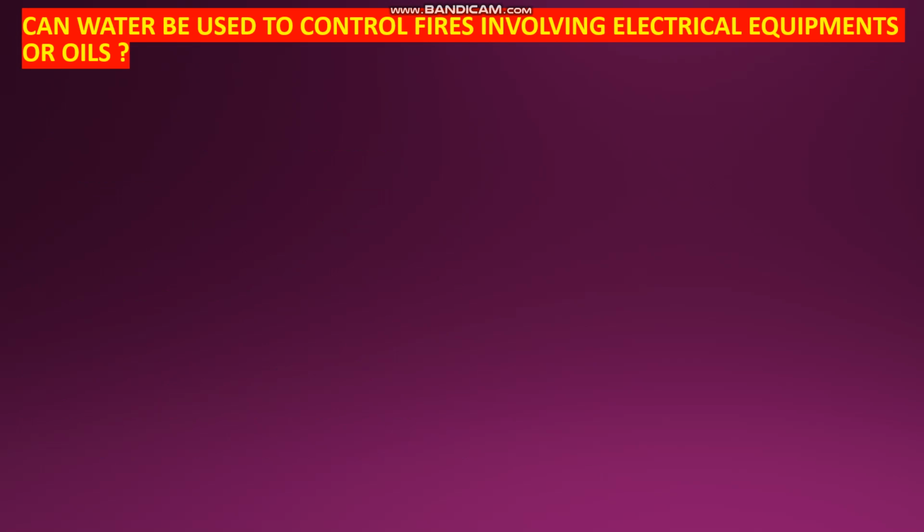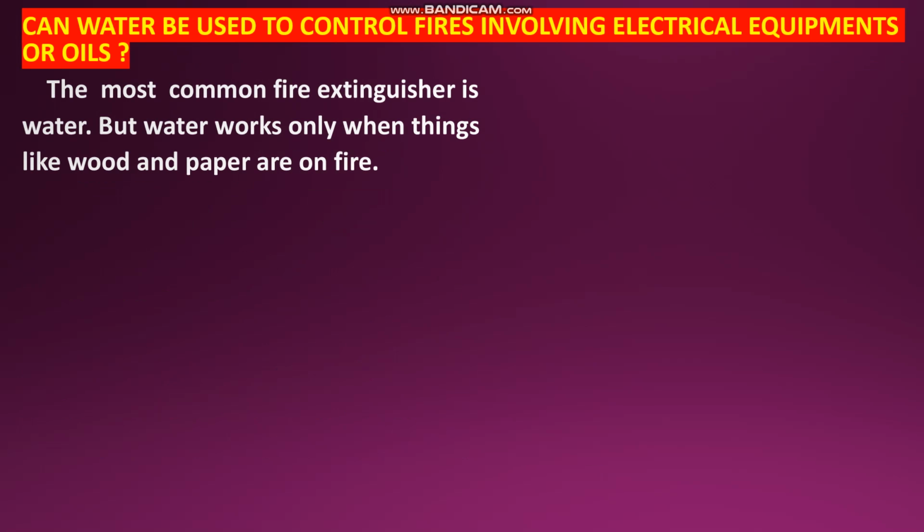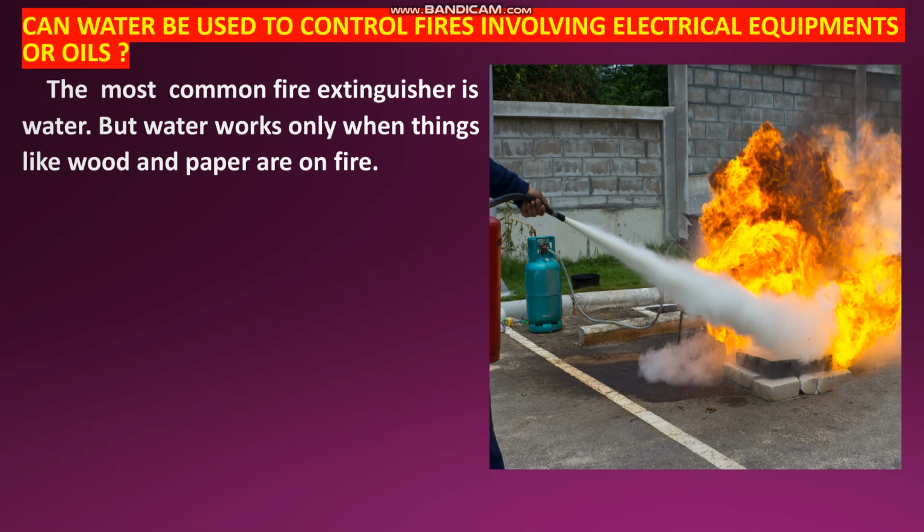Now there is a question. Can water be used to control fires involving electrical equipments or oils? What is your answer? No. We can't use water to extinguish fires involving electrical equipments or oils. Let us see the reason. We have seen that the most common fire extinguisher is water. But water works only when things like wood and paper are on fire. So why can't we use it to control fires involving electrical equipments and oils? Let us see the reason.